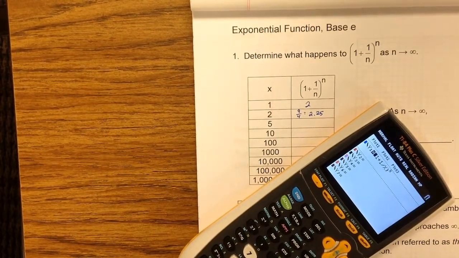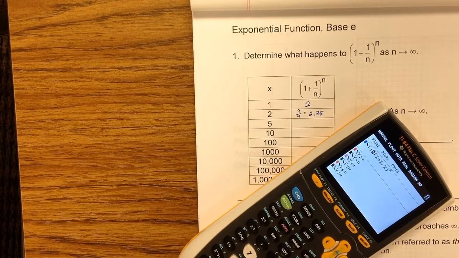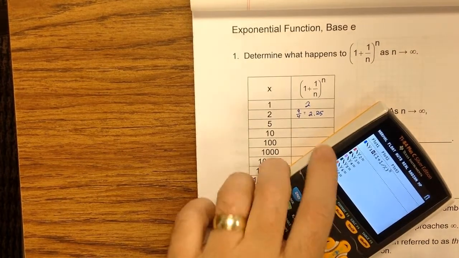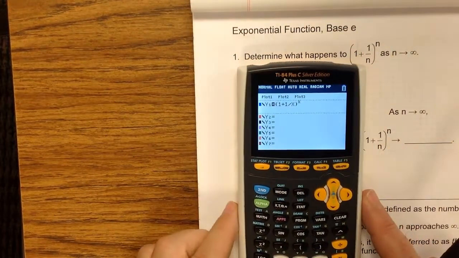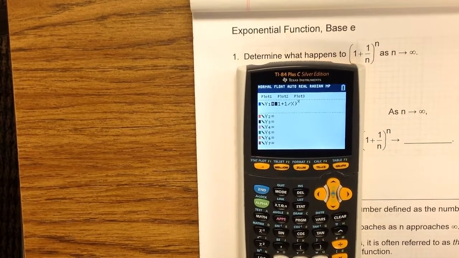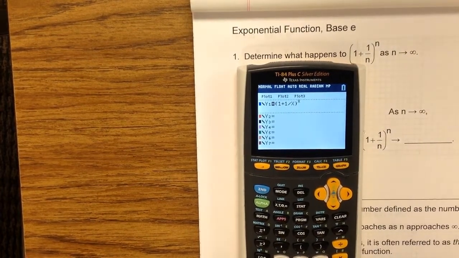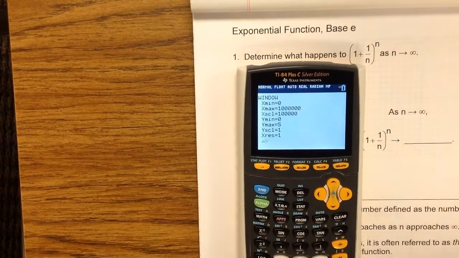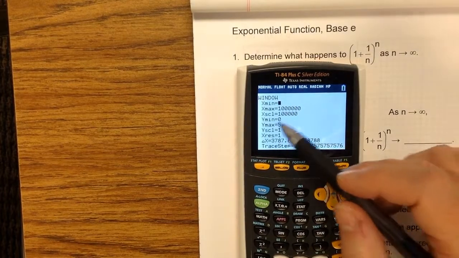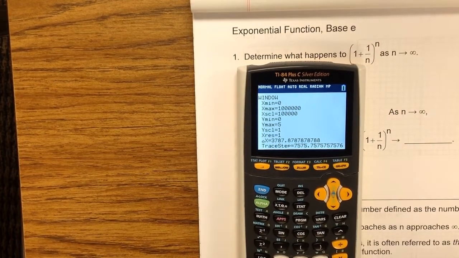N7-4, exponential function, base e. Number 1 tells us to determine what happens to 1 plus 1 over n to the nth power as n approaches infinity. So I have typed into my calculator in the y equals screen 1 plus 1 over x to the x power, and I have set my window for my x values from 0 to a million here. Notice I've only set the y min and max from 0 to 5.